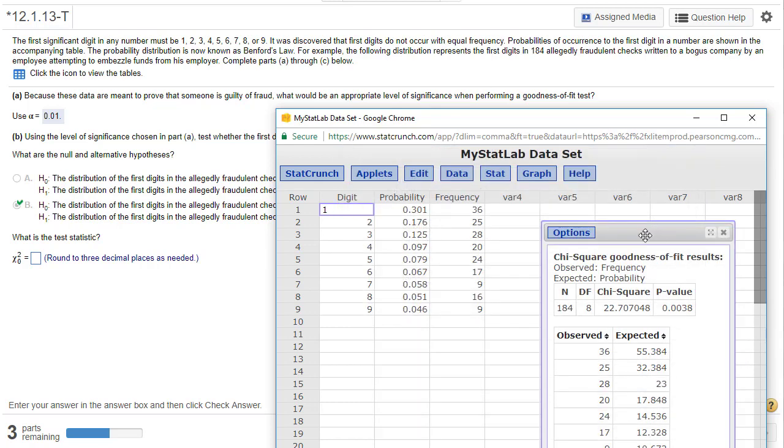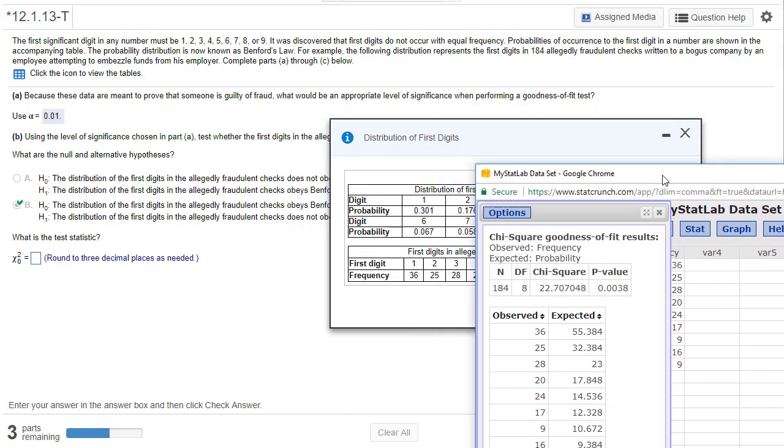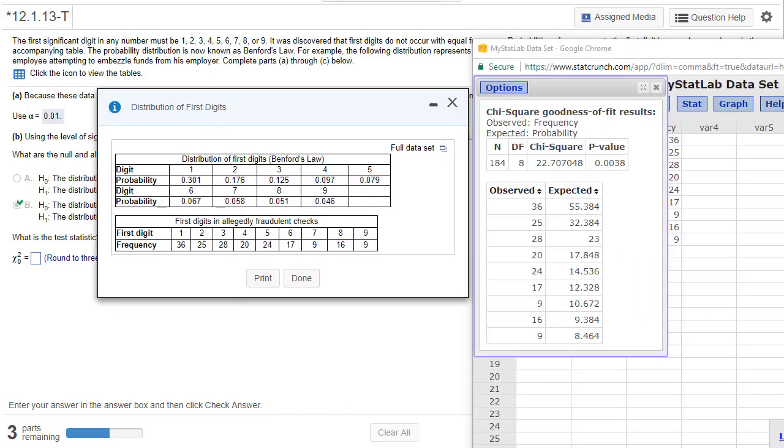So like it was observed that 36, let me pull up both of these. So ordinarily you'd be computing the expected by hand, but StatCrunch does that for you. So we observed 36. Out of 184 though, the expected amount would be 55 or so, right? So 30% of the 184. And then about 17.6% of the 184 should be the next digit. But it looks like it's different. I mean, this first one appears to be less. So the observed 36 should have been closer to 55, and so on.